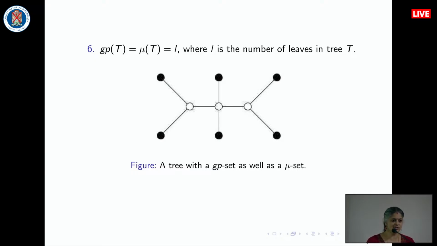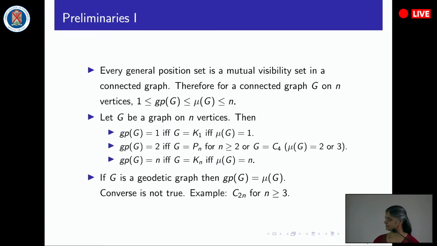General position insists that all shortest paths must be clear. In a geodetic graph, there is only one path, and mutual visibility says that at least one must be clear. So when we are restricting ourselves to geodetic graphs, obviously general position coincides with mutual visibility, and trees are a subclass of geodetic graphs. So general position as well as mutual visibility is equal to L, where L is the number of leaf vertices in the tree. And these are some very basic results related to general position and mutual visibility.